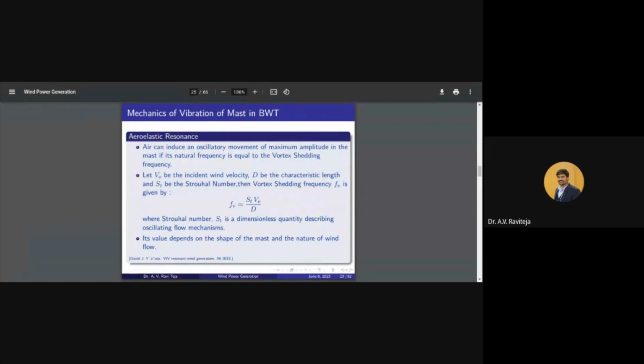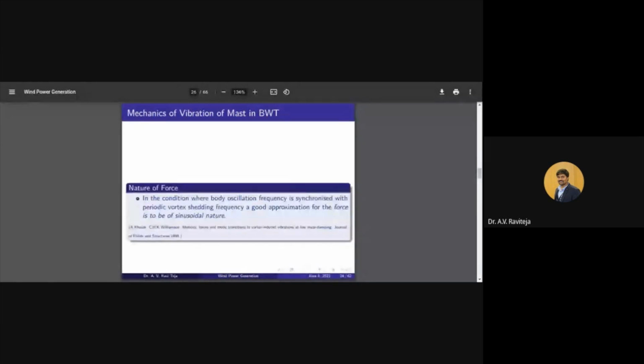So we have to carefully design, like how we design the conventional turbine system. Here we have to design such that we operate at resonance. When we operate at resonance, we'll have the maximum mechanical output in the form of vibrations, and we have to convert it to electrical form, and that is the research area for electrical students. So the oscillation frequency must be synchronized with the vortex shedding frequency. Then I will have the maximum mechanical output from the wind turbine.